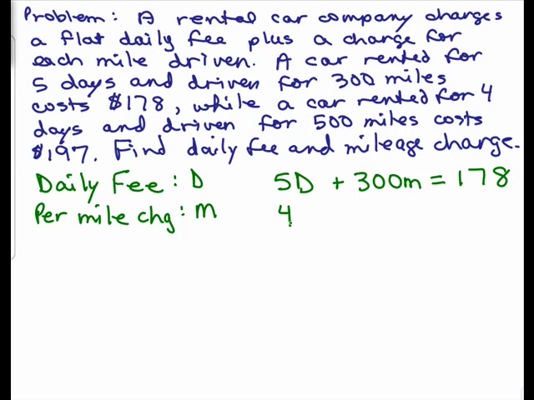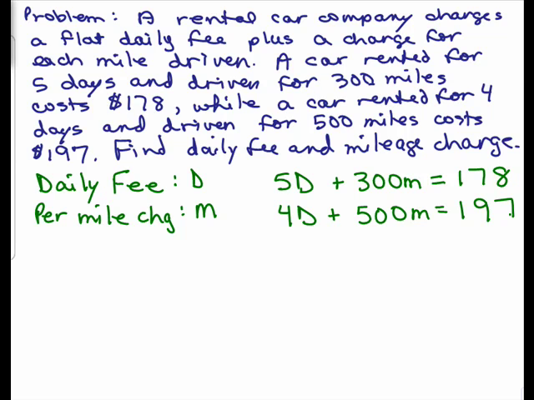Second equation, you should get 4D plus, it's 500 miles, so each mile times M, whatever that cost is, equals $197. Well, not really a fun equation to solve, but doable. Use your calculator to figure it out. So now in this case, I would definitely use the addition method because it's not easy to solve for D or M in either equation. So you've got a variety of options here.